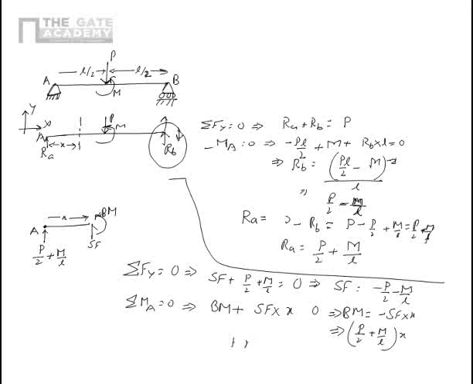So at x equal to 0, Bm is equal to 0, which is right, because at point A there is no moment reaction, because it's a pin support. There cannot be any moment reaction, so there cannot be any Bm also. So it is 0. At x equal to L by 2, Bm is equal to, now put the value of L by 2 here, so that will become P by 2 plus M by L into L by 2, which is nothing but PL by 4 plus M by 2.